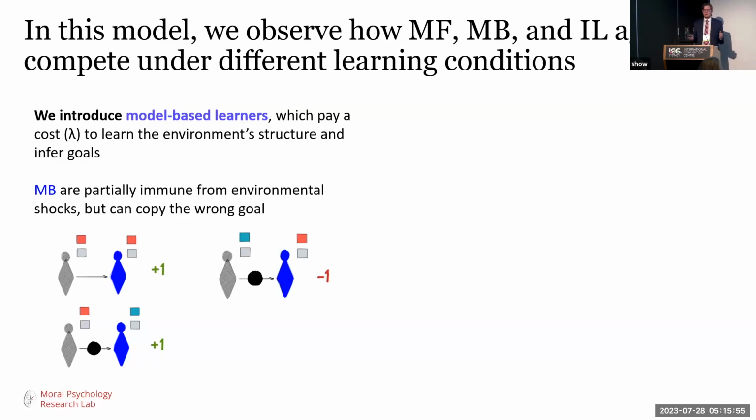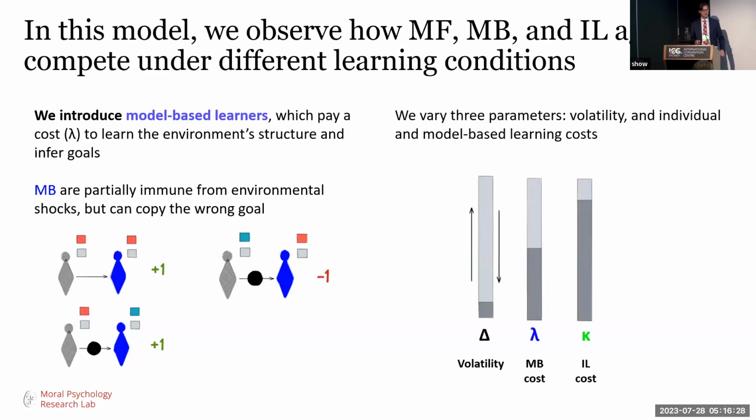So, in order to make them not have totally free reign, we make them pay a learning cost to fit a model of the world. And that's parameterized in our model by lambda. The key idea here is that model-based learners are immunized against environmental shock, but partially. So if they learn the right goal from somebody, then they're reliably able to attain it, but they run the risk of learning the wrong goal if they copy the wrong person. So they're subject a little bit to the volatility parameter delta, and they're subject a lot to the learning cost parameter lambda. So we have these three dials that we turn: delta, kappa, and lambda.